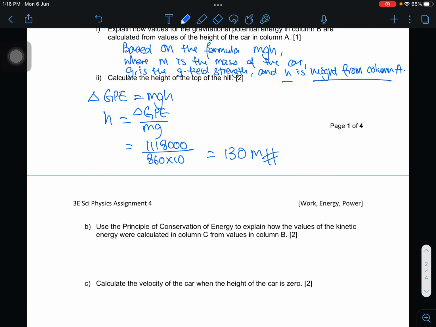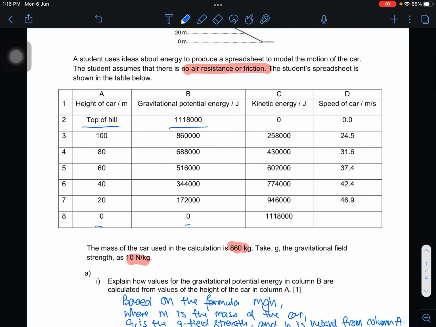Using the principle of conservation of energy, explain how the values of the kinetic energy were calculated in column C from the values in column B. Again, very specific. How do I get C from B? Can you see it? They will always add up to 1118000, right? Because energy cannot be destroyed.